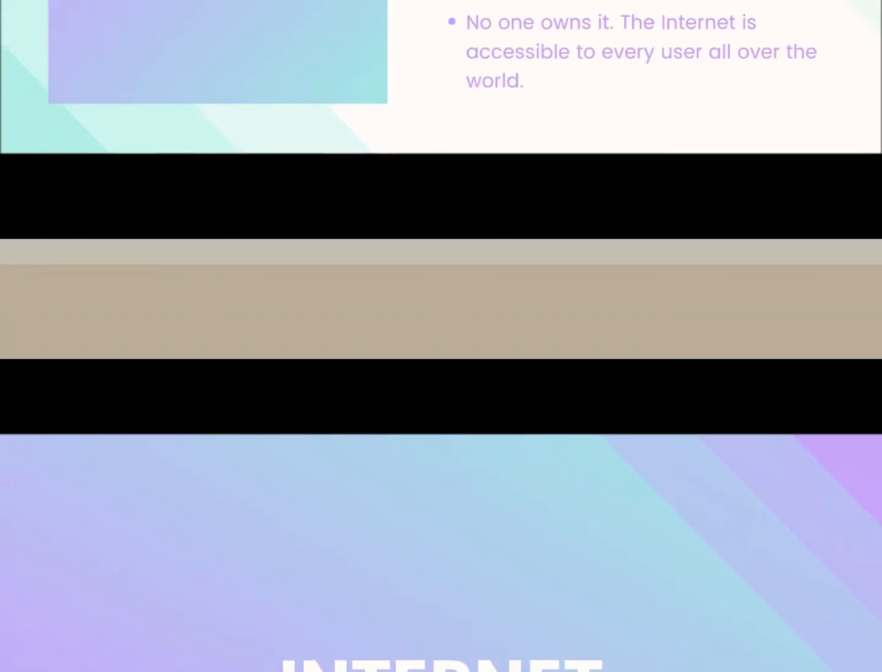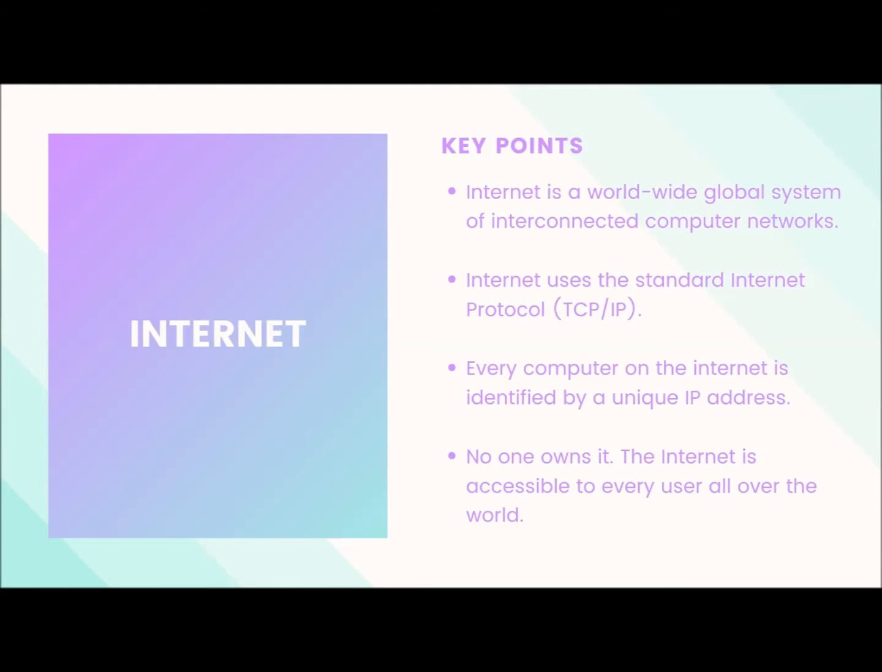The Internet, when we define it, is a network of computers which links many different types of computers all over the world. It uses the standard Internet protocol, that is TCP/IP. Every computer on the Internet is identified by a unique IP address. Now, an IP address is a unique set of numbers which identifies a computer location. The Internet is accessible to every user all over the world. So, no one really owns the Internet.